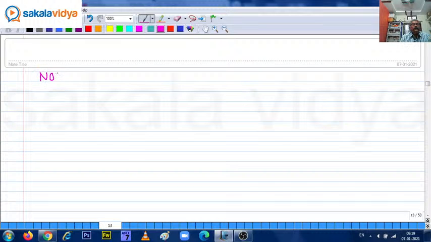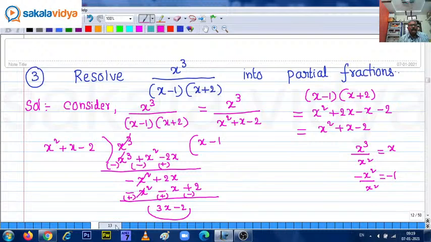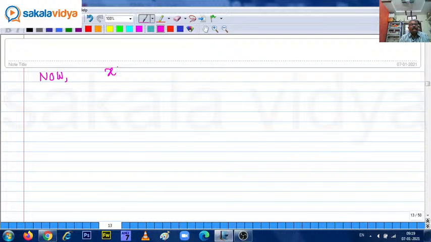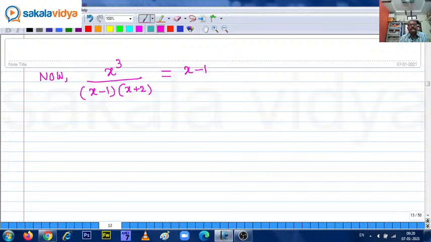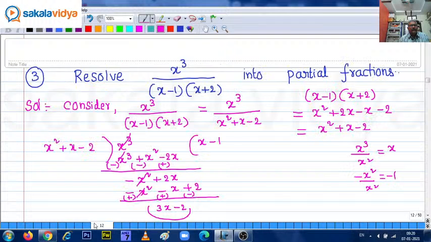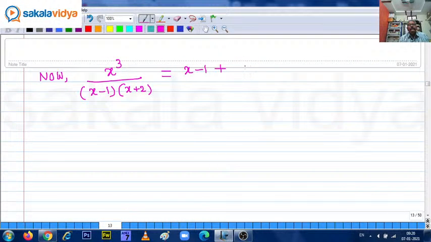So now, x cube by x minus 1 into x plus 2 equals x minus 1 plus 3x minus 2 by x square plus x minus 2.